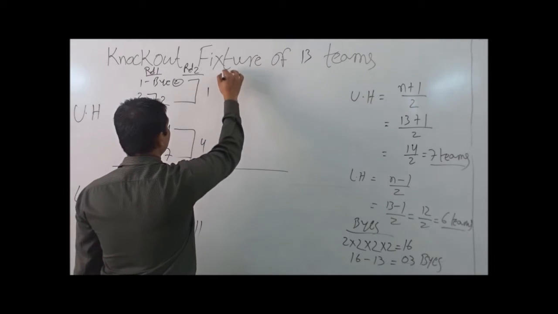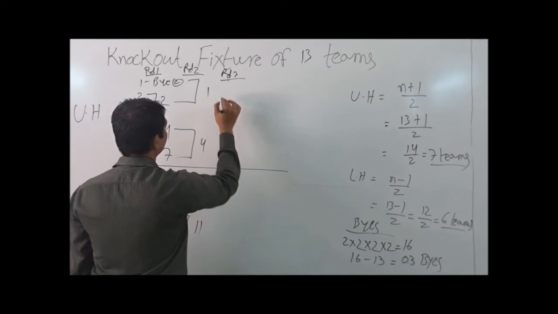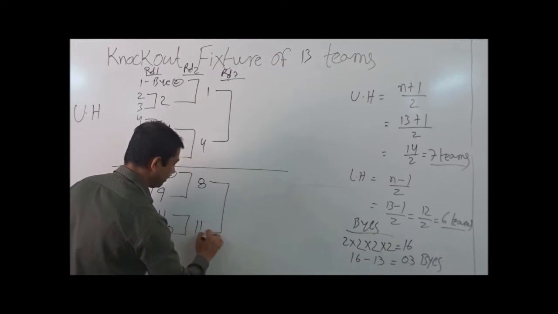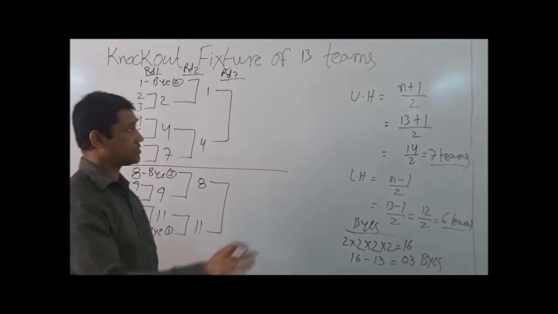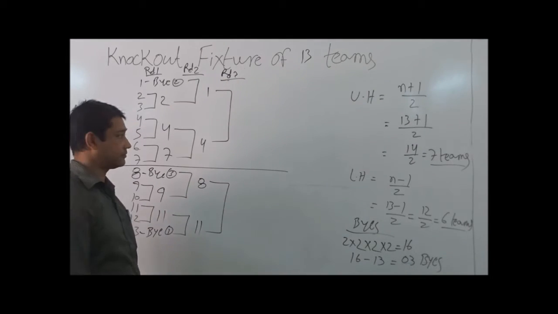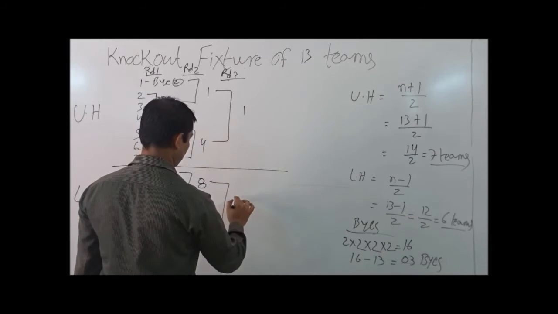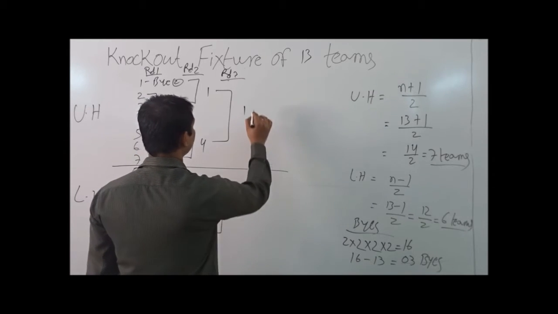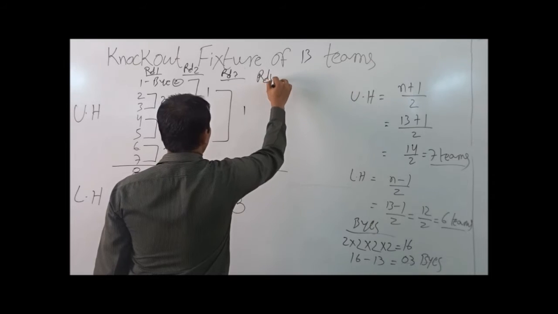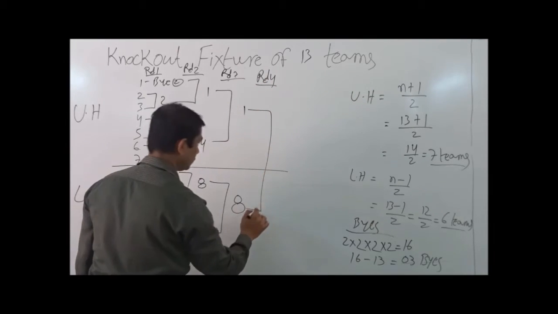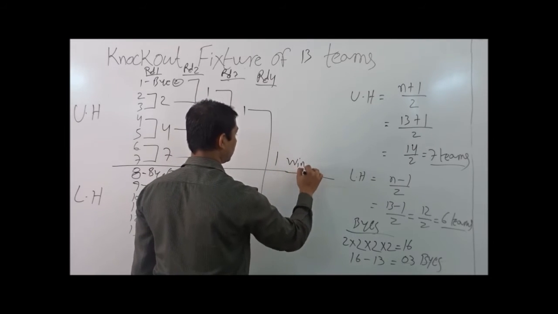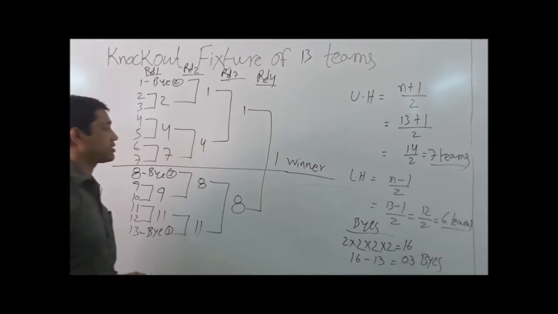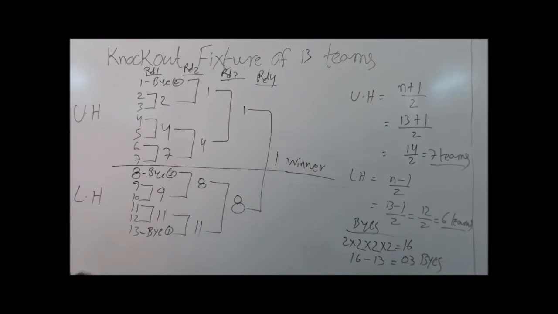Further move ahead. 1 will be playing with 4, 8 will be playing with 11. We need to only deal with the winners because we are doing a knockout fixture. Next, as you can see, 1 is the winner in this fixture.